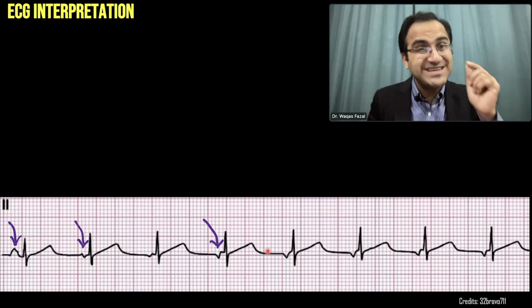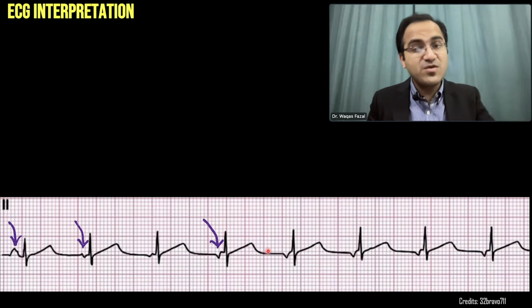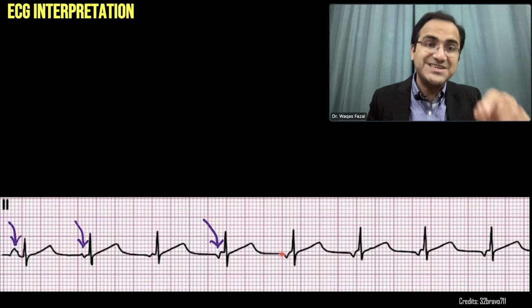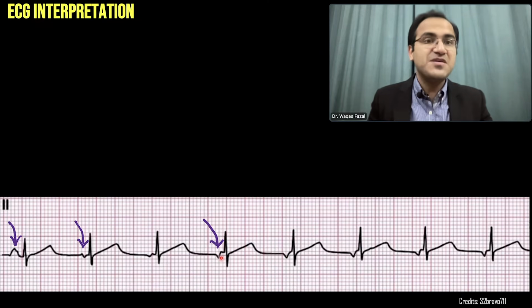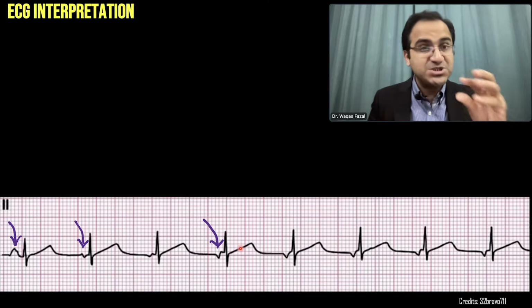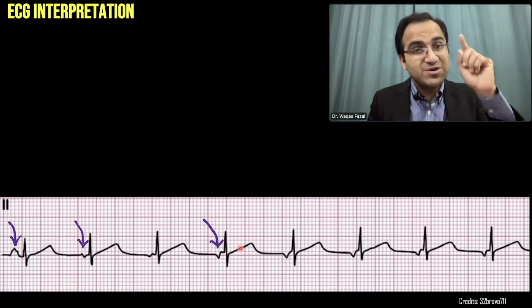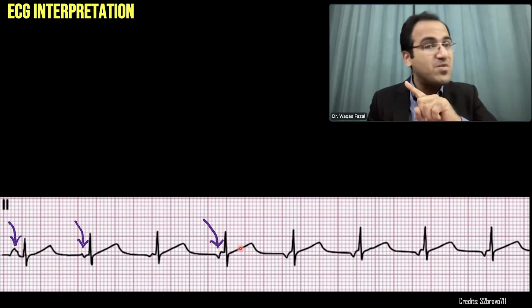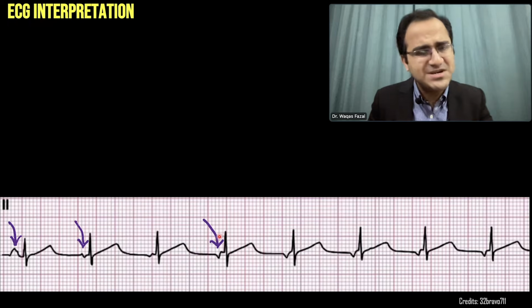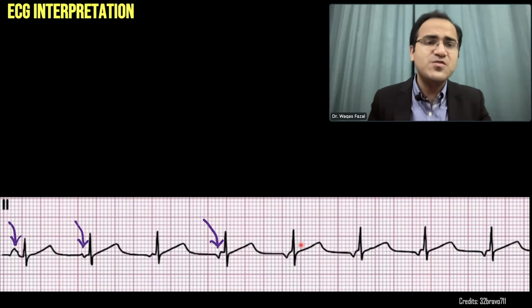The problem is in the atria. The ectopic foci are present in the atria, so therefore you will see morphological changes in the P wave. You won't see any change in the QRS complexes because the problem is in the atria. The problem is not in the ventricles. Ventricles are depolarizing normally. Wherever they are receiving the signal from, they just depolarize.